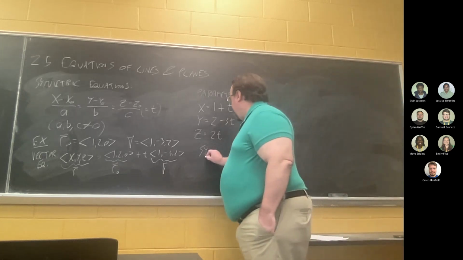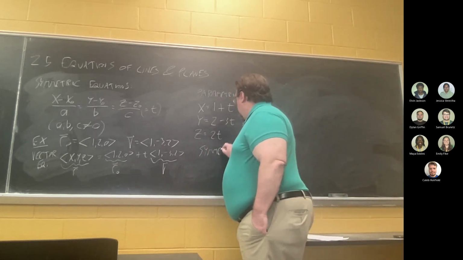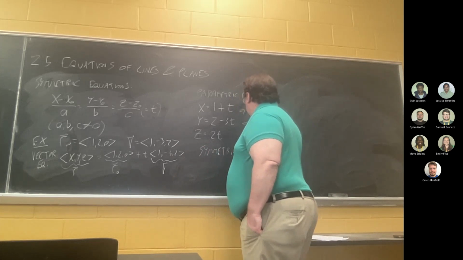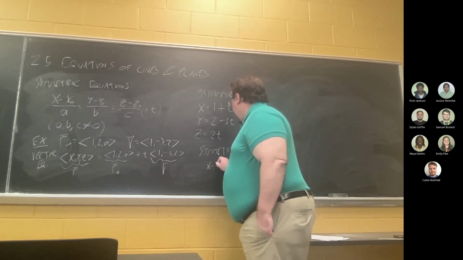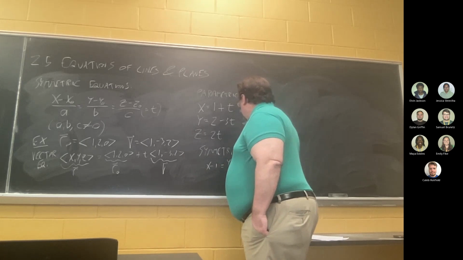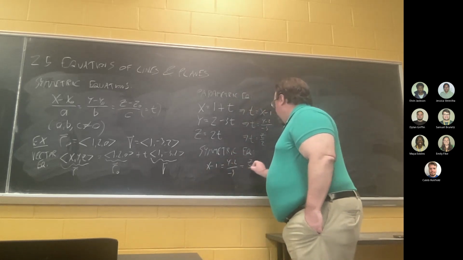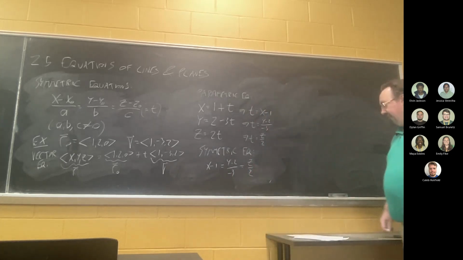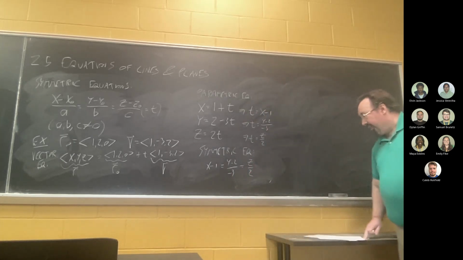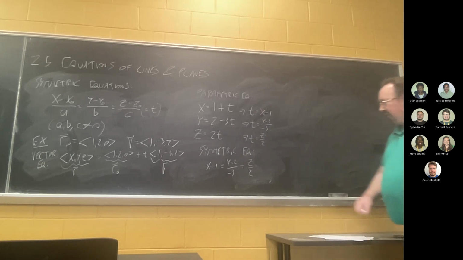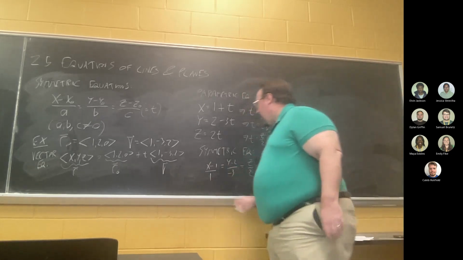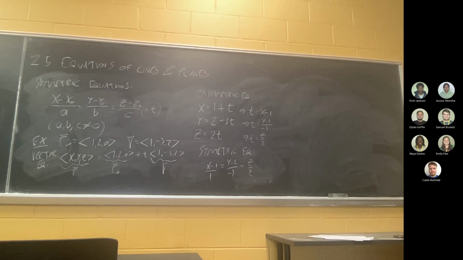So that tells me how to write the symmetric equations. x minus 1 is equal to y minus 2 over minus 3 is equal to z over 2. Or you can think of it as x minus 1 over an implied 1. That's the direction number.